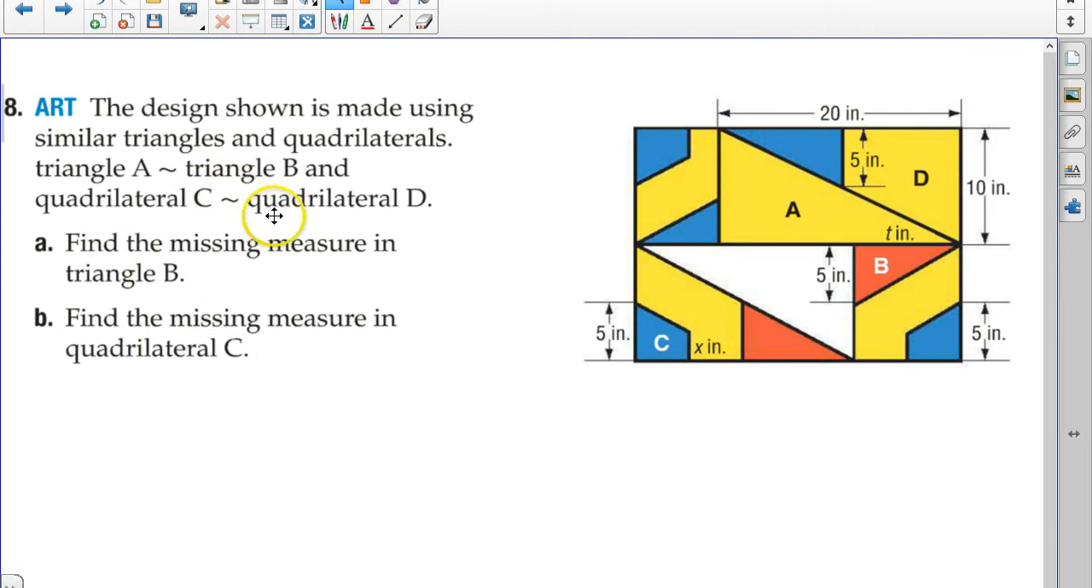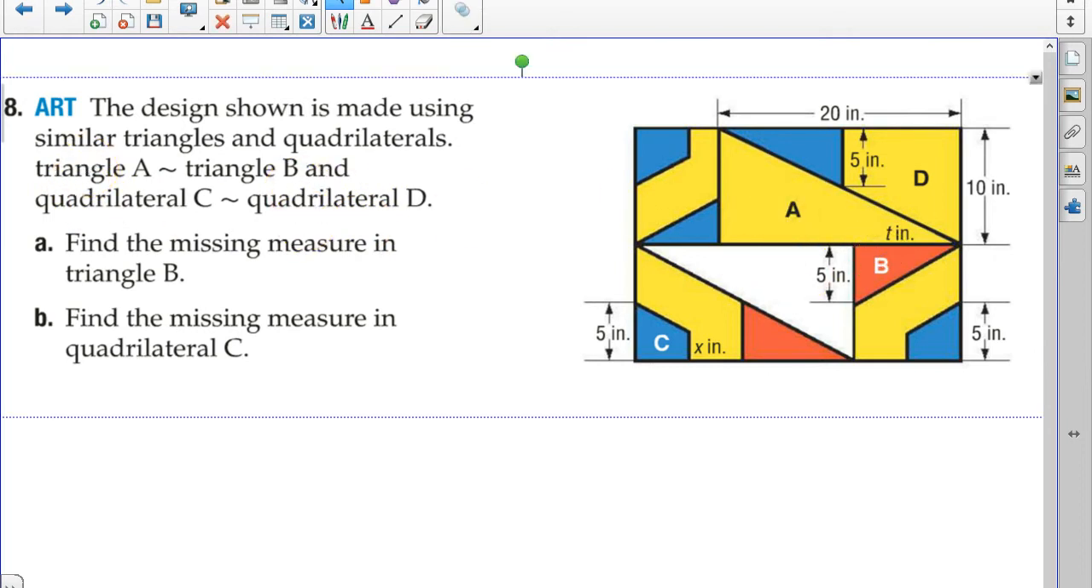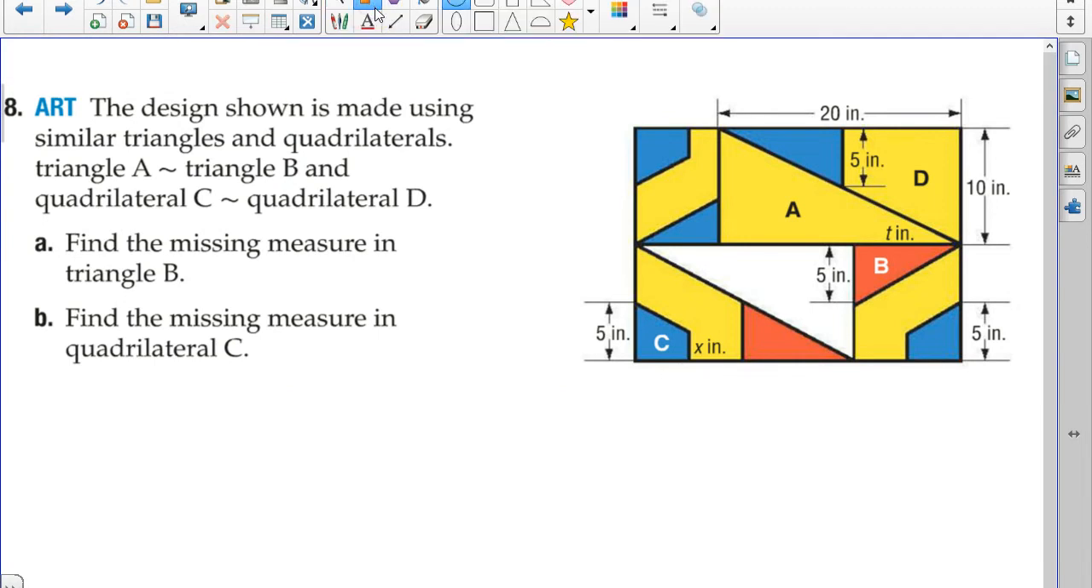Number 8. Okay, number 8's a tricky one. We've got here that triangle A is similar to triangle B. So here's triangle A, here's triangle B. So what I'll do is I'll trace this. I think I can do my triangles.